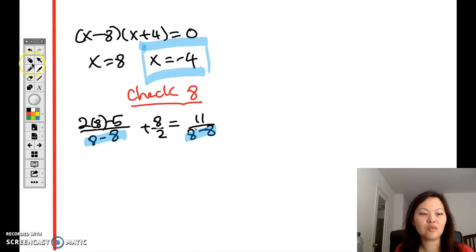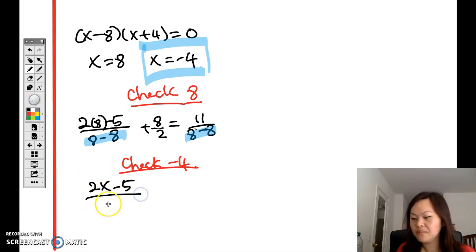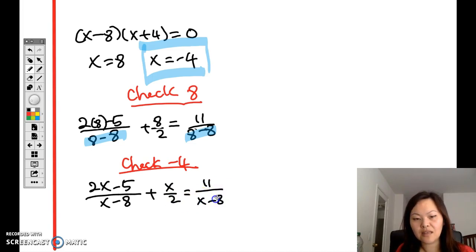So my answer is only going to be negative 4, but I gotta continue to do the work for Miss Choi. Otherwise you get in trouble, right? So again, I write the equation, which is 2x minus 5 over x minus 8 plus x over 2 equals 11 over x minus 8. And instead of x, I know you can't do it, right? You have to actually write it in, but I'm just trying to show you. I'm just erasing the x, and I'm just plugging in negative 4. Negative 4, negative 4, negative 4, right?